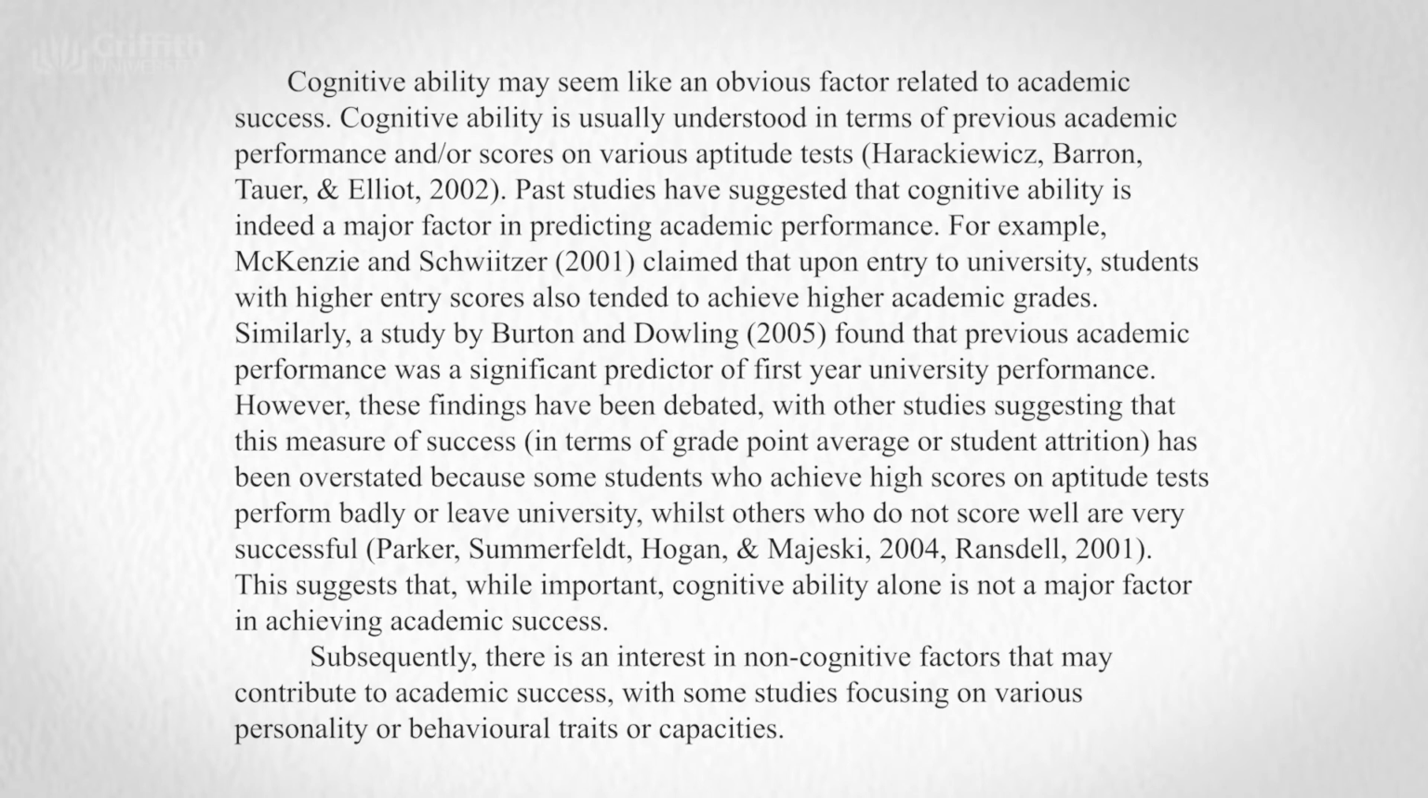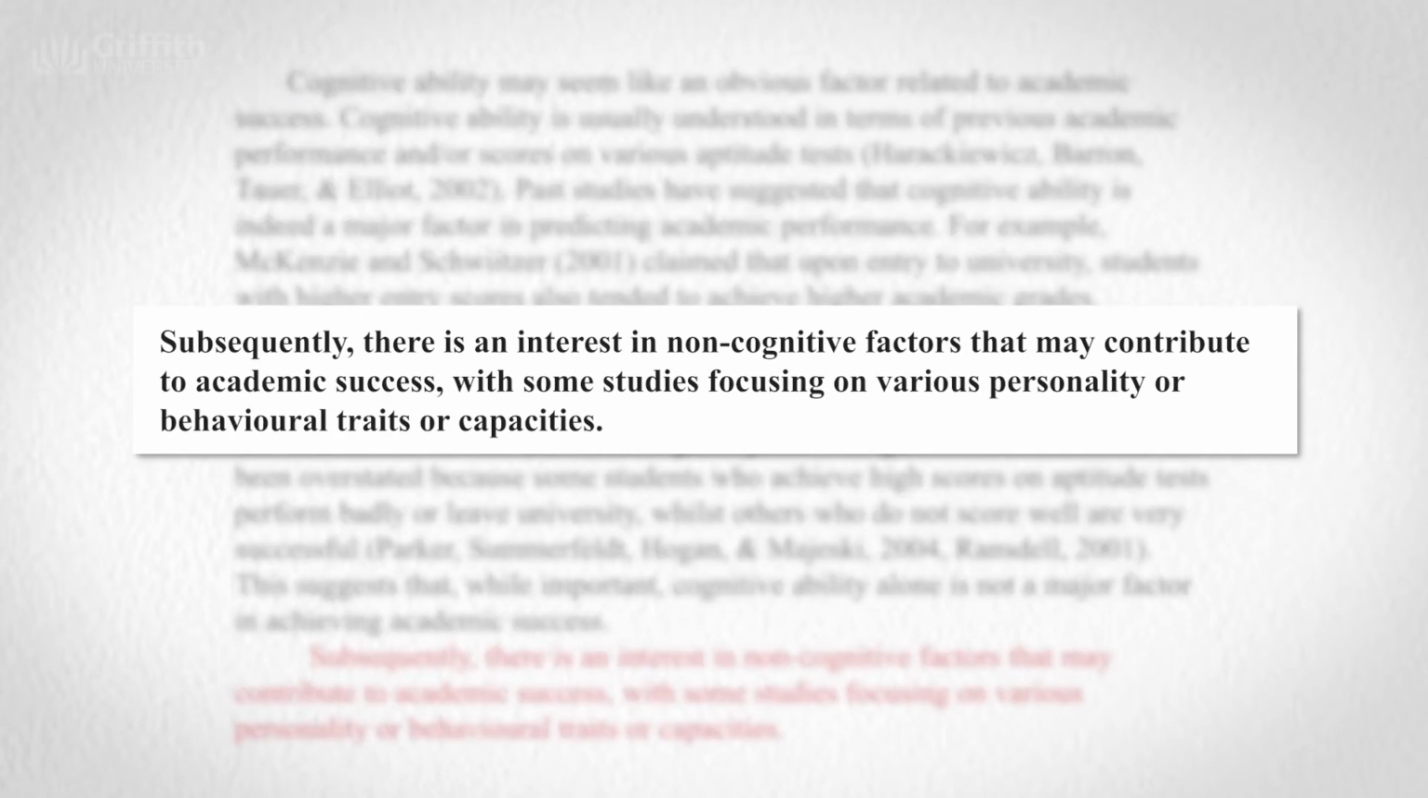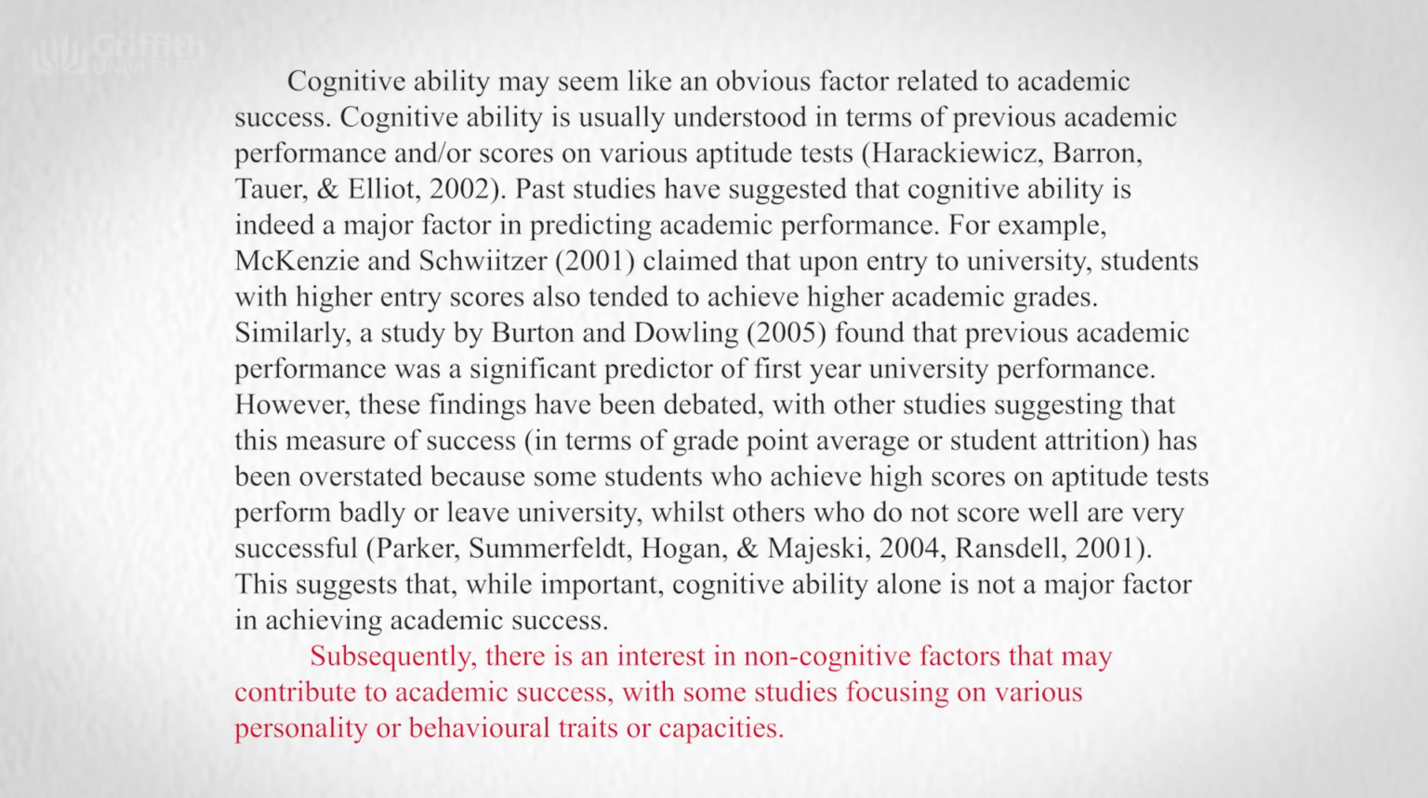Here we see that the first sentence of the next paragraph provides a smooth link between the previous paragraph and the one that is to come. The previous paragraph ended by signposting to the reader that cognitive ability is not the only important factor in predicting academic success. The essay writer ensures a smooth link here by connecting this thread, starting the next paragraph saying that, therefore, there is research interest in the non-cognitive factors that influence success. This clearly and smoothly leads into the topic of the current paragraph, ensuring a cohesive flow and connection of ideas.